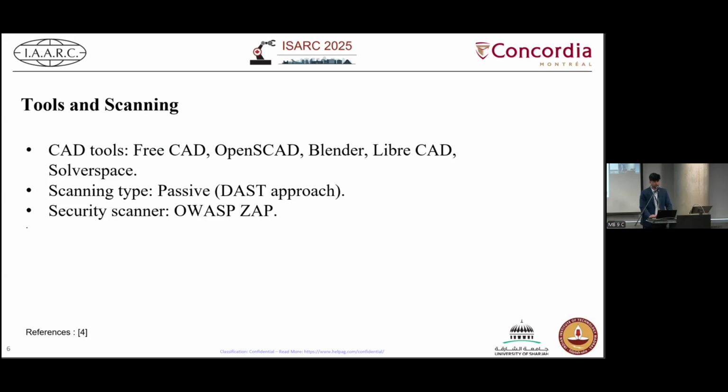All right, the 5 CAD tools that we have used are FreeCAD, OpenSCAD, Blender, LibreCAD, and SolveSpace. All these tools have web-based components or websites from which users download the software, making them relevant targets for security assessment itself.